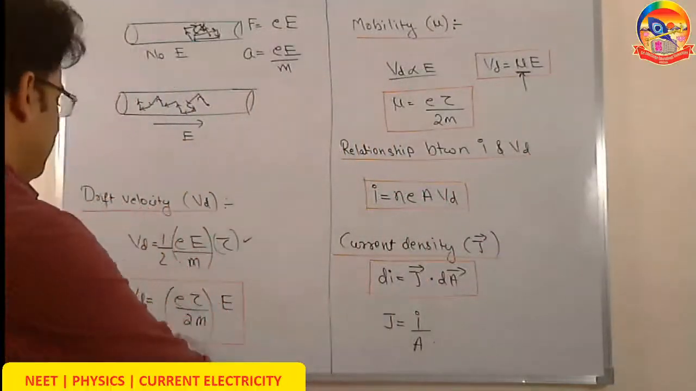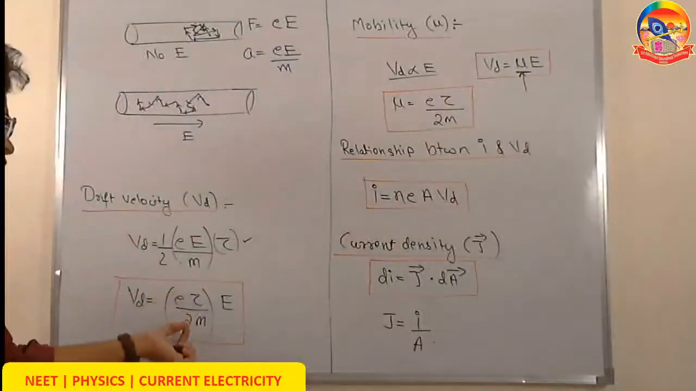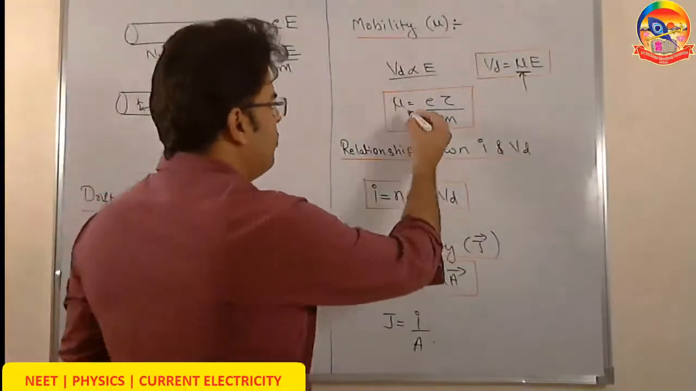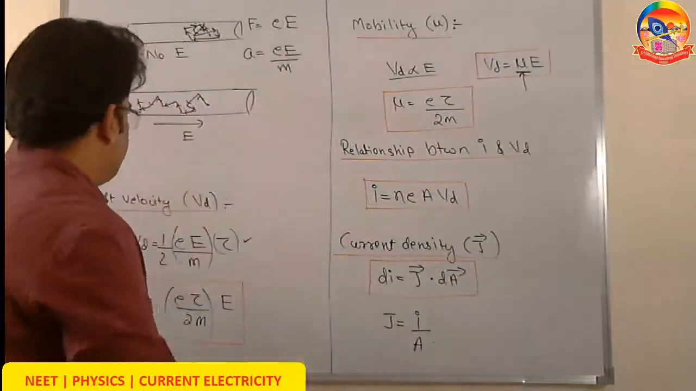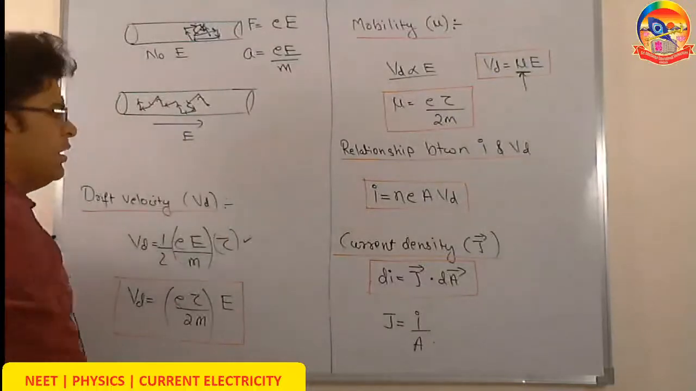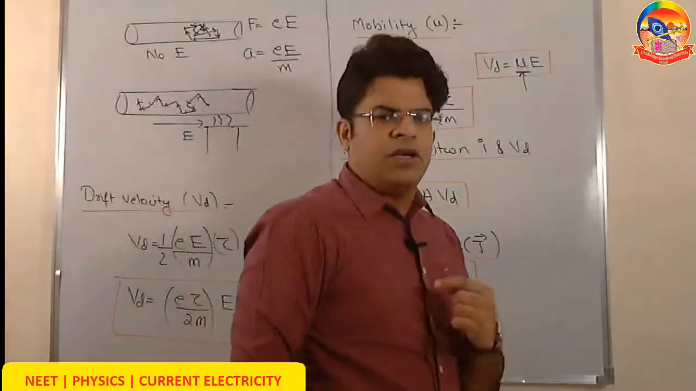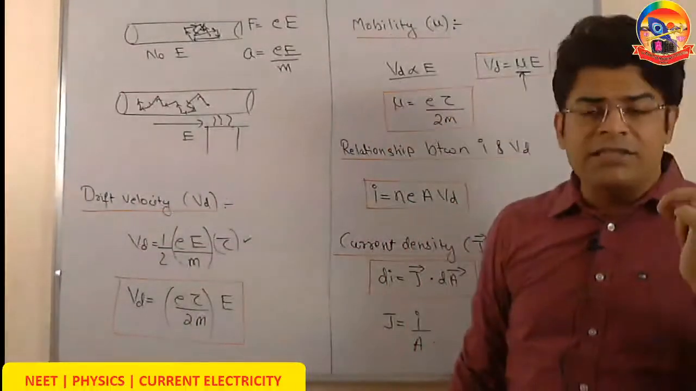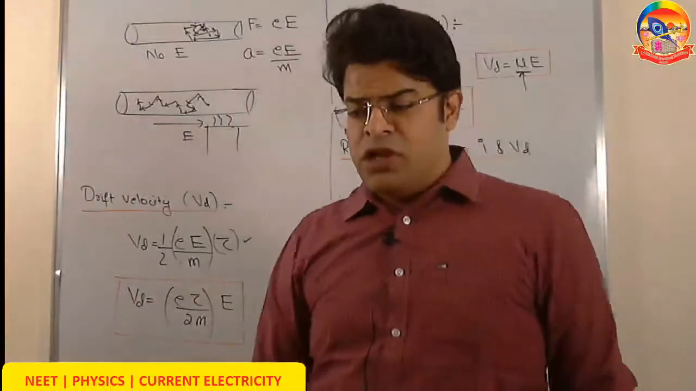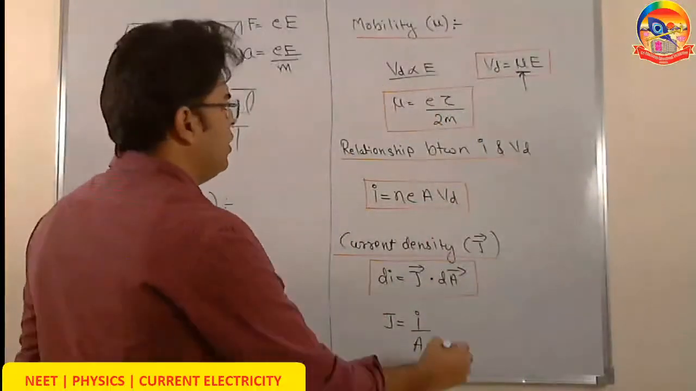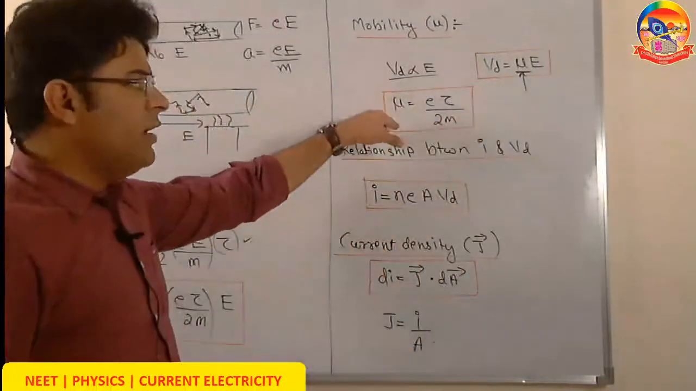By comparing these two equations, drift velocity equals mobility times electric field, and drift velocity equals e tau by 2m into E, you can say that mobility equals e tau by 2m. Now, an important question. Let's say this is a conductor. We start heating it up. When we heat up the conductor, the relaxation time, that is the average time gap between two successive collisions of electrons, decreases. So the mobility will decrease.